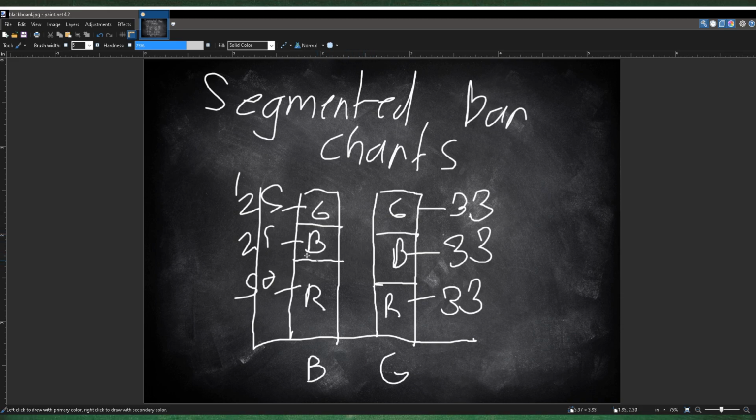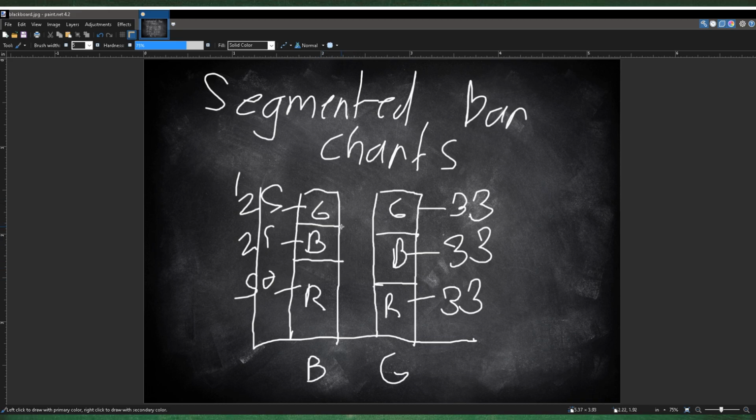What we usually use these segmented bar charts for is to determine if the data between two variables are different. So our variable is gender, which is boy or girl. Basically we're trying to see if the red are basically the same, the blue are basically the same, the green is basically the same, and overall is it basically the same.